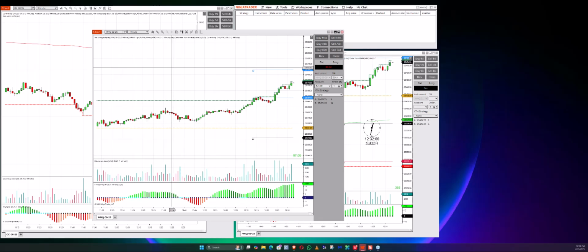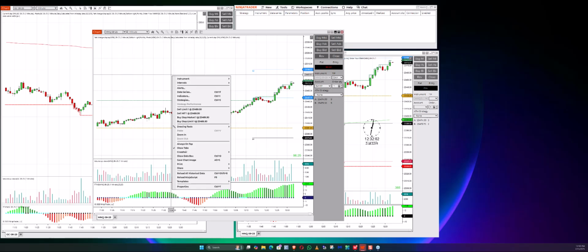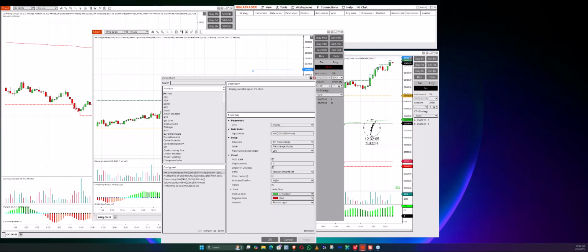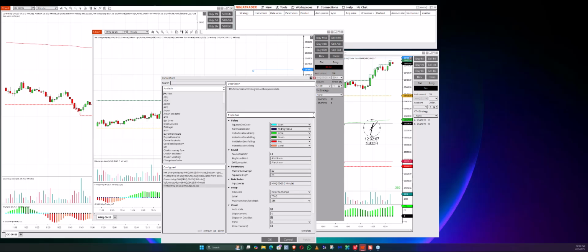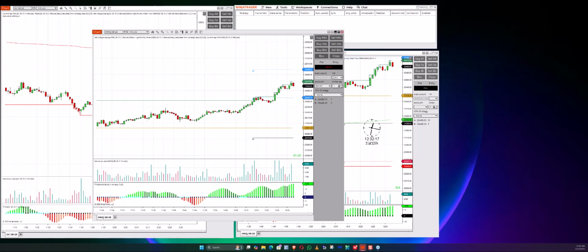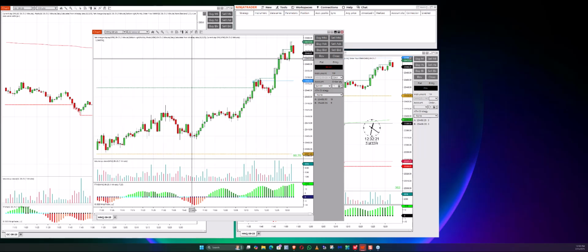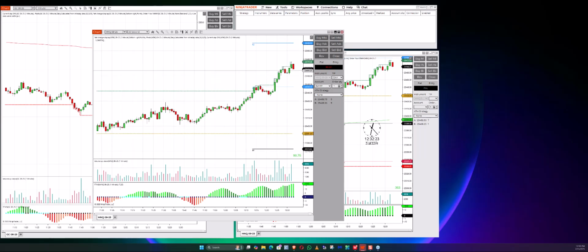One other thing we do on the squeeze, right click on the indicator setup, make sure the squeeze is chosen. The momentum length in the parameters is 17, and that's optimized in particular for a 30-second chart. That's the way I love using the squeeze the most, on a 30-second chart.